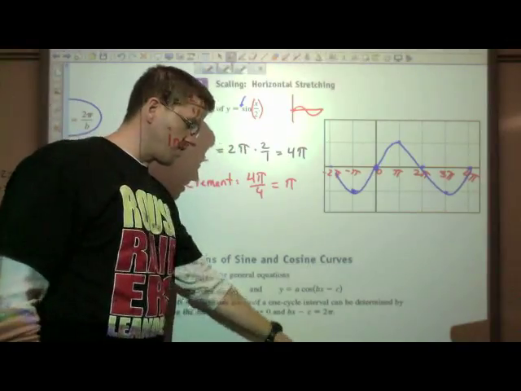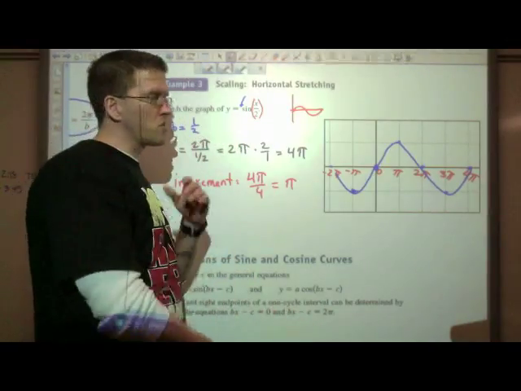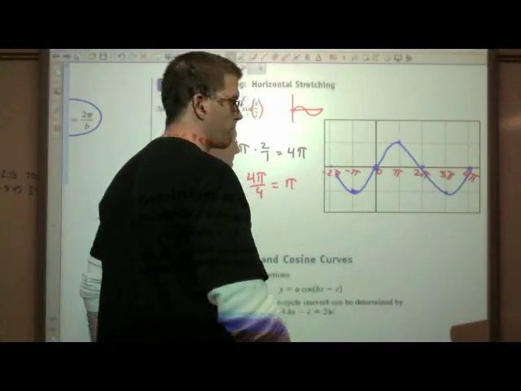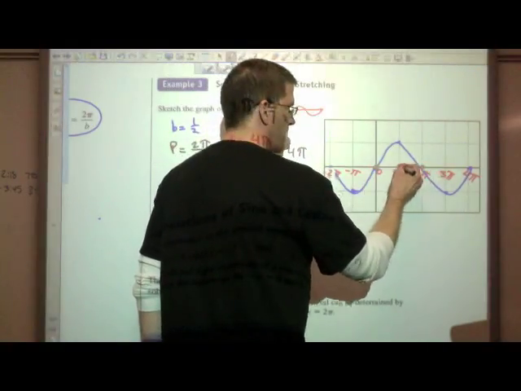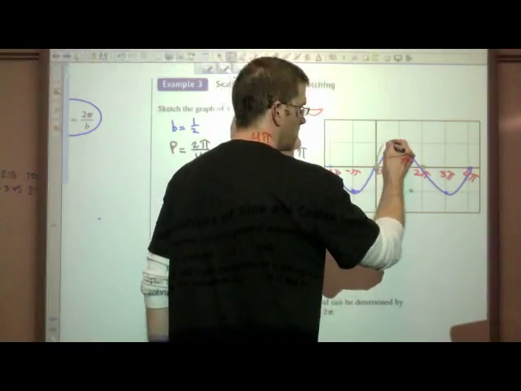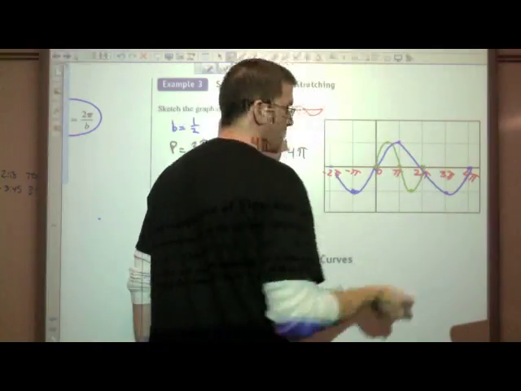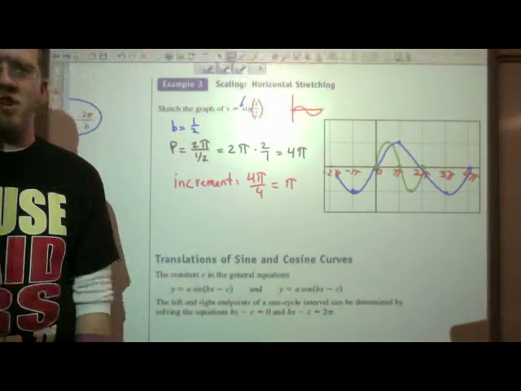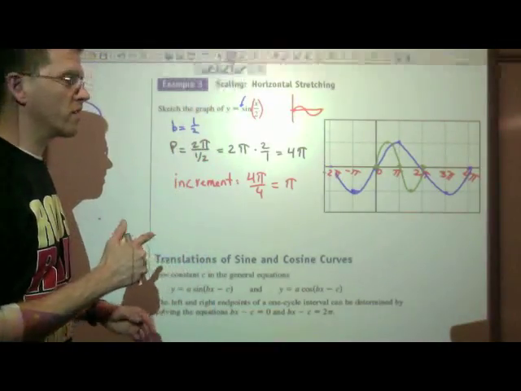Now, I'm just going to sketch this in green. I want you to sketch the original sine wave in relation to this one. Remember that it starts and stops on its axis, and then it goes up halfway between those values. So in green is the original sine wave. Let's just graph one period of it before we move on.